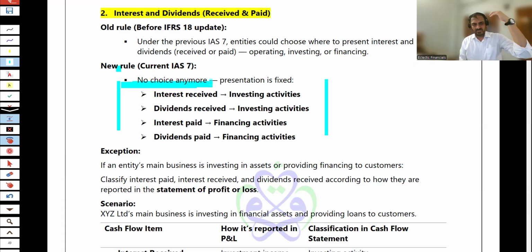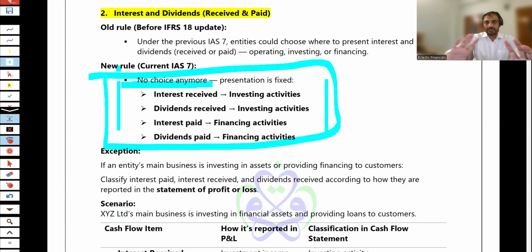Whatever the previous rule was, for example, dividend paid may be operating or financing. Dividend received is normally investing, sometimes operating. It was not particularly mentioned, but now the rule has become specified. It's very clear. If Toyota receives any interest or dividend, park it with the investing activity of the cash flow. If Toyota pays interest or dividend, any cash outflows, park them with the financing activity.